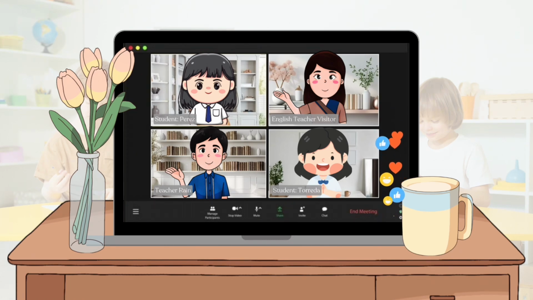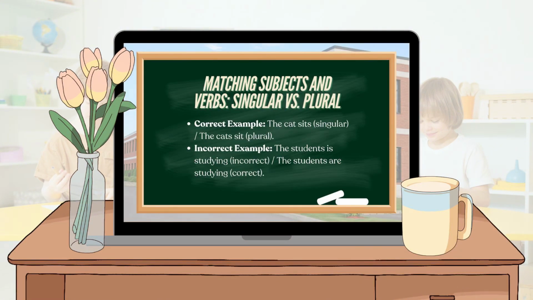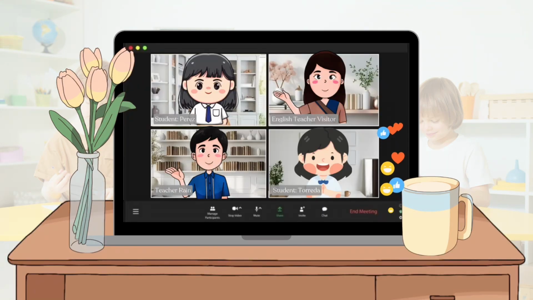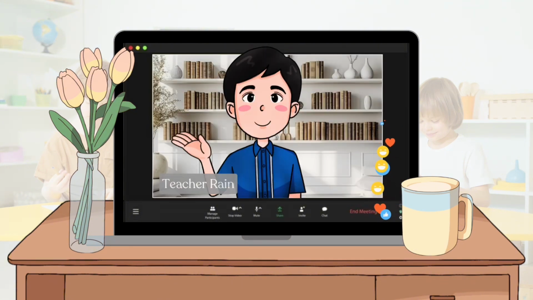Let's look at an example. The student is studying for the test. This is incorrect because students is a plural. So the verb should be are, right? The correct sentence is the students are studying for the test.